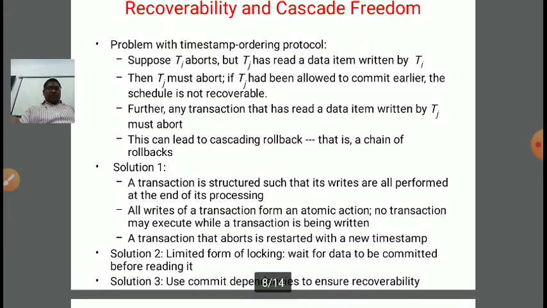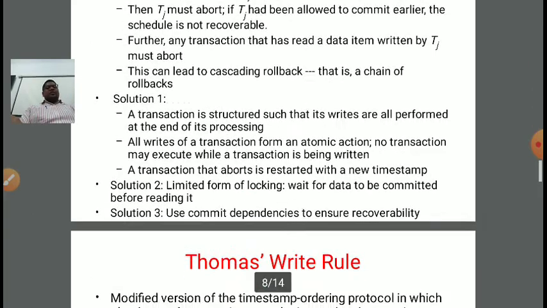So there are some solutions suggested. A transaction is structured such that its writes are all performed at the end of its processing. First point, all the writes of a transaction form an atomic action. No transaction may execute while a transaction is being written. Now a transaction that aborts is restarted with a new timestamp. The second solution is a limited form of locking: wait for data to be committed before reading it. And the third solution: use commit dependencies to ensure the recoverability.